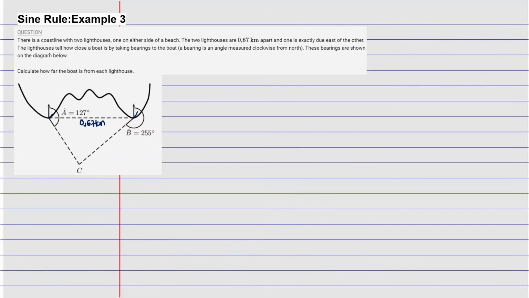Then they tell us that the lighthouses tell how close a boat is by taking a bearing to the boat. A bearing is an angle that is measured clockwise from north. Then they tell us the fact that those bearings are shown in the diagram. So this is that. Now they tell us to calculate how far the boat is from the lighthouses. So C is the boat. Point C here, this is where the boat is, and A and B are the lighthouses.